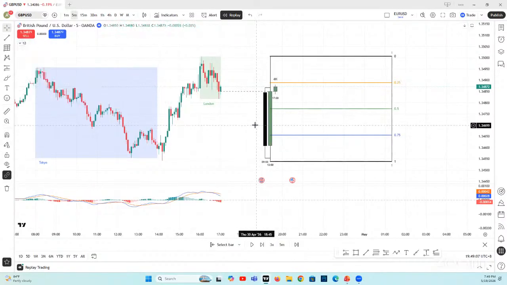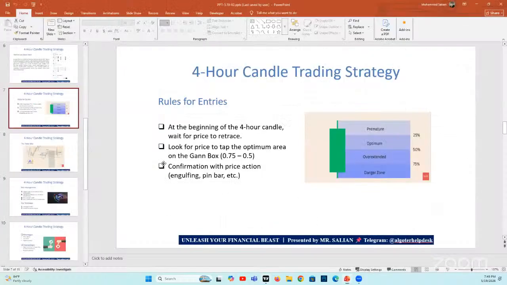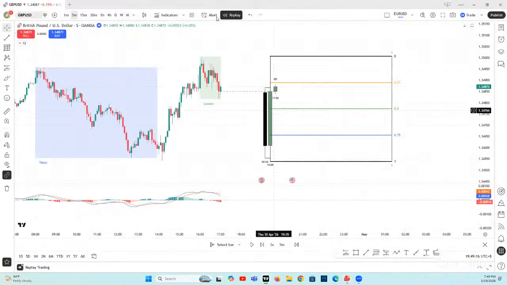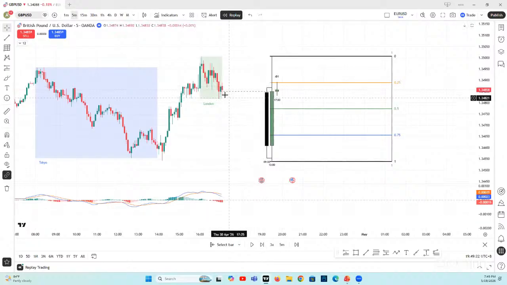It says there in the third, confirmation with price action, engulfing or pin bar. Let's see what it will give us. 5 o'clock, 5:05, because we are in the 5 minute. Now you can see the 4-hour candle, what it's doing. Will it go to the downside or to the upside? But this is the strategy.